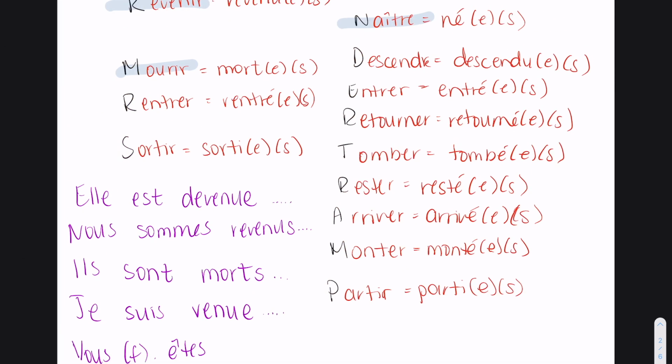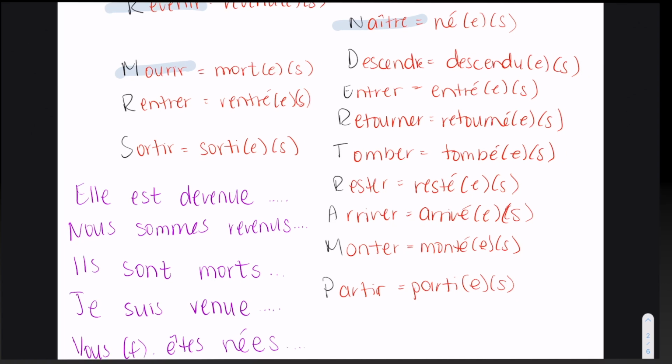Naître turns into né. So we write that in here, and we know, okay, we've got two females. So we have to have an extra E and an extra S because it's plural. Okay, so you can say, vous êtes né en mars, okay, in March, something like that. All right, I hope this is helpful for you.